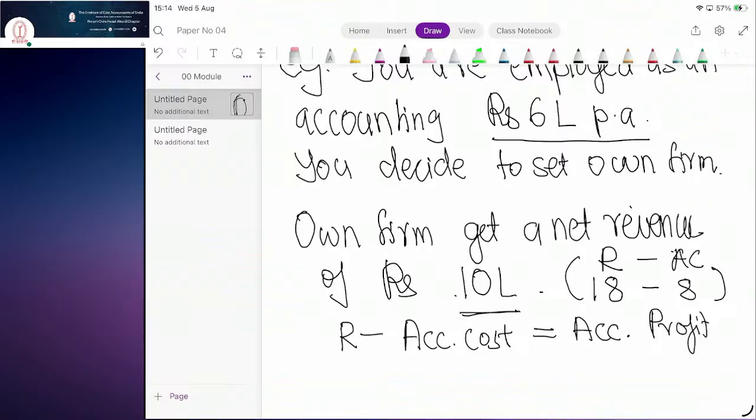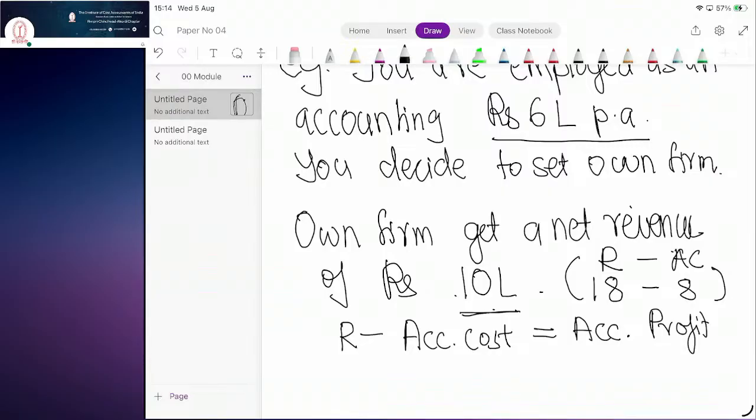देखो आपको सैलरी कितना था? 6 lakh rupees you are anyway earning in the company. You gave up that job and you started your own business. Business में net you have made 10 lakhs. Can we call that entire 10 lakh as your profit?